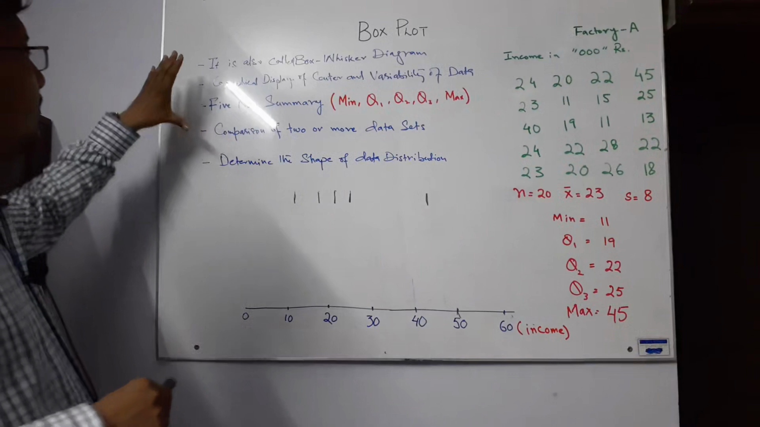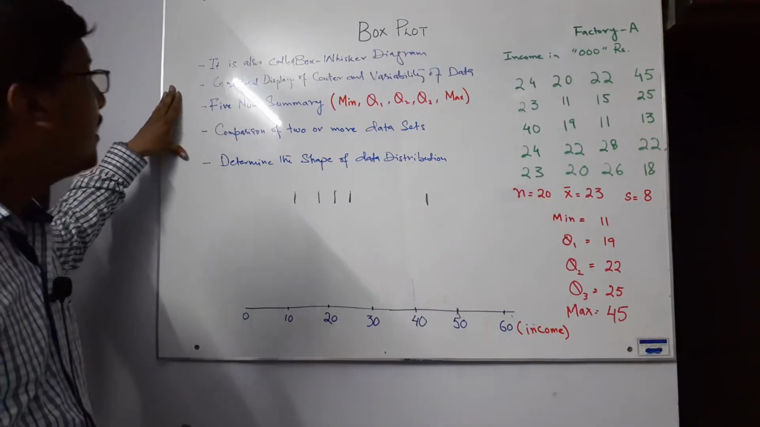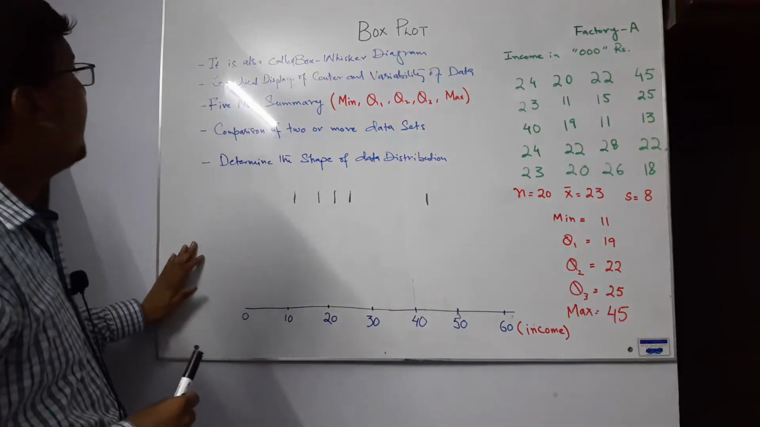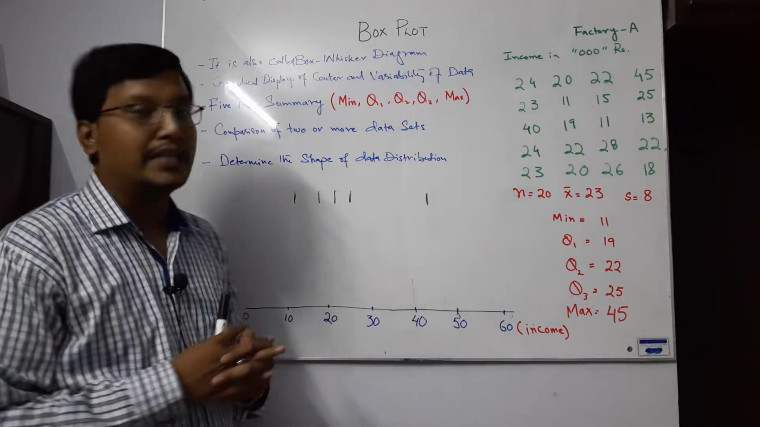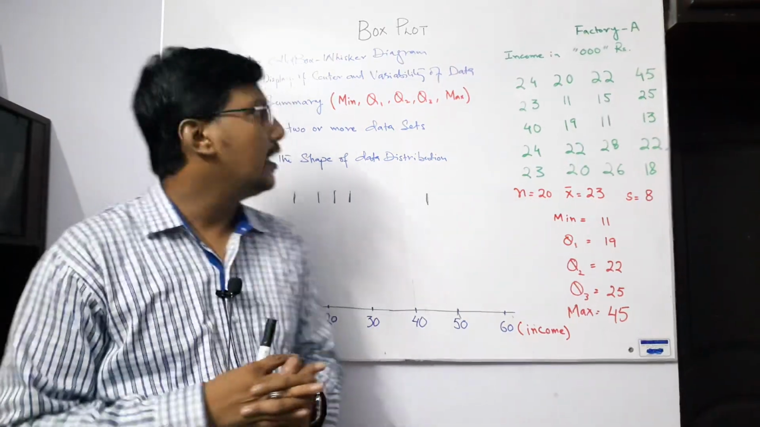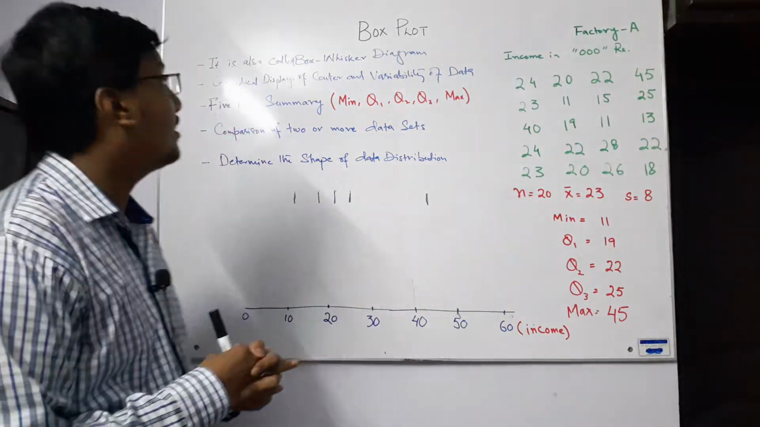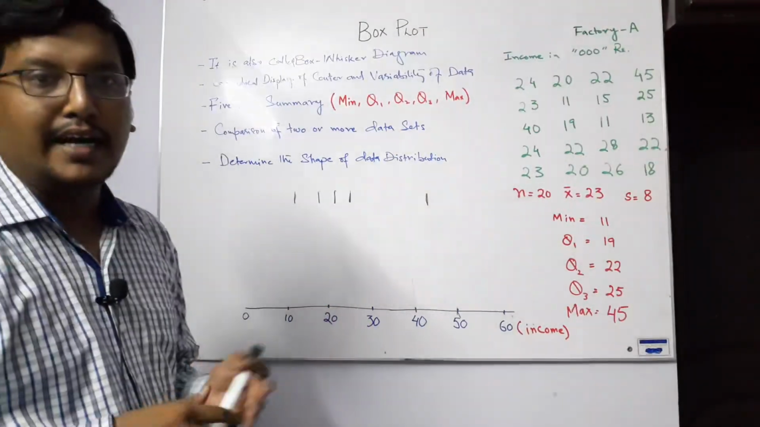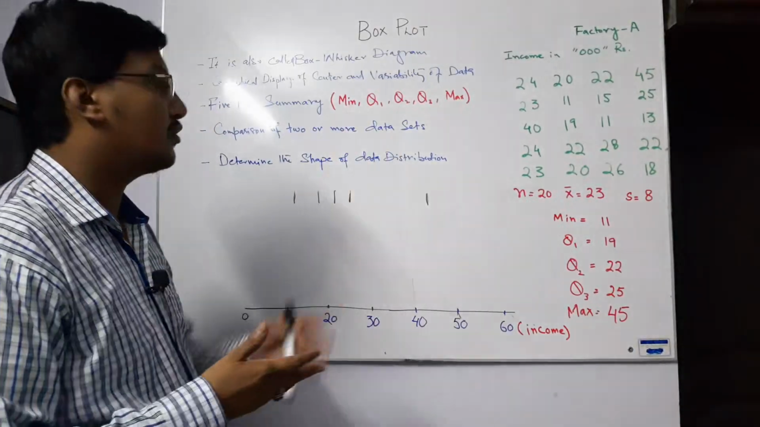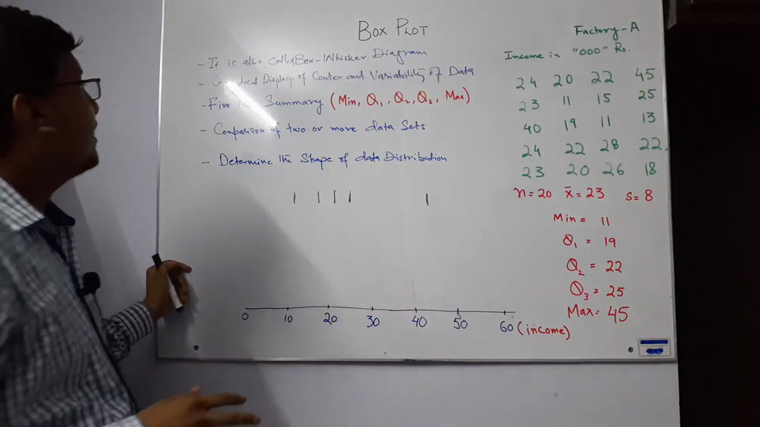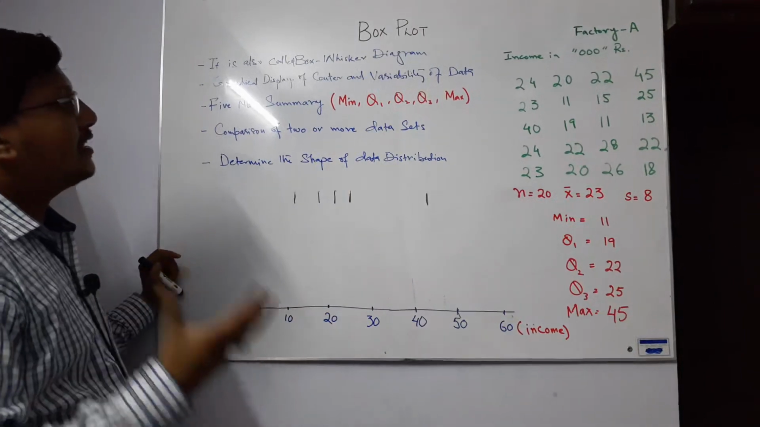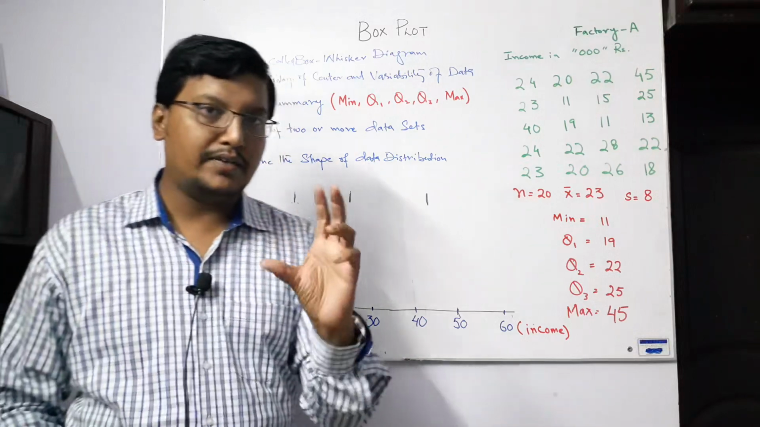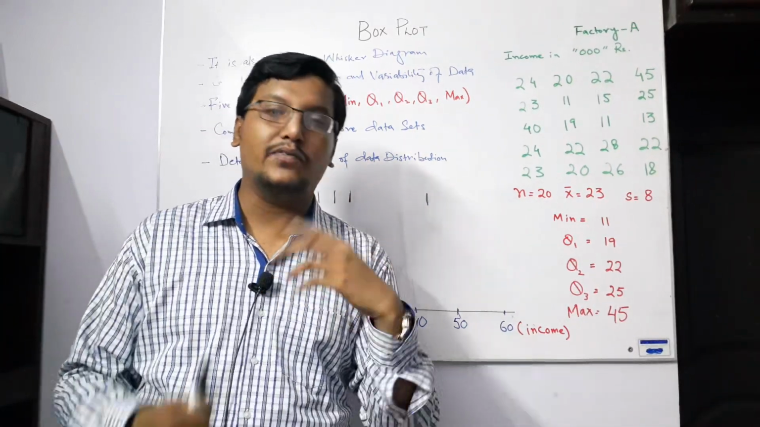To understand this, we have 4 points basically, and we will discuss what the box plot is. Number one, it is also called the box and whisker diagram. So another name available in the literature is the box and whisker diagram. If something is written as box and whisker diagram, it is the same as the box plot. The other thing is that it is a graphical display of the center and variability of the data. This is an important point: graphical display of the center and variability of data.